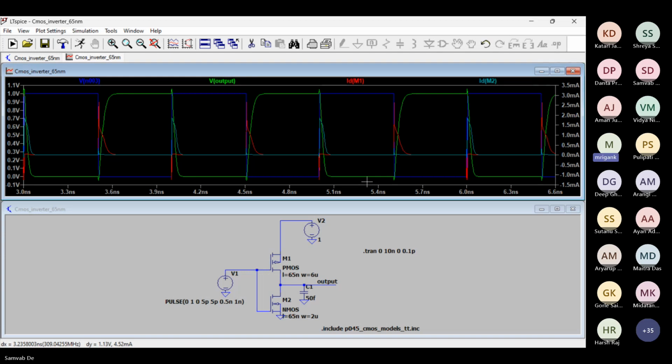The charging and discharging of the output capacitor, if you are only accounting for that, the power consumption is going to remain the same. But what are we missing? Net power consumption of this circuit, are we missing anything?